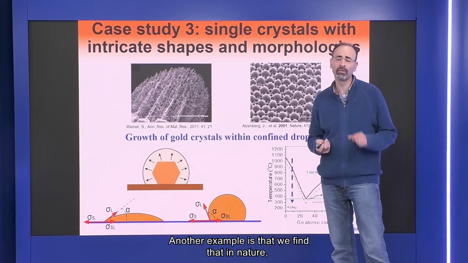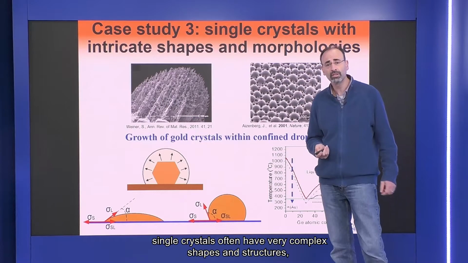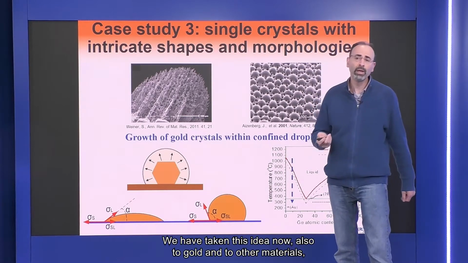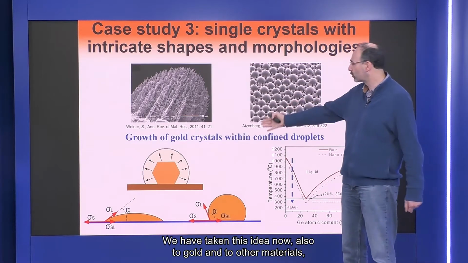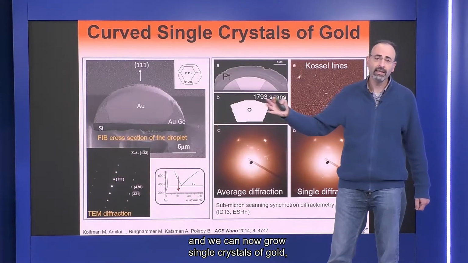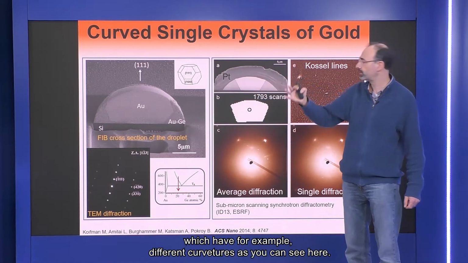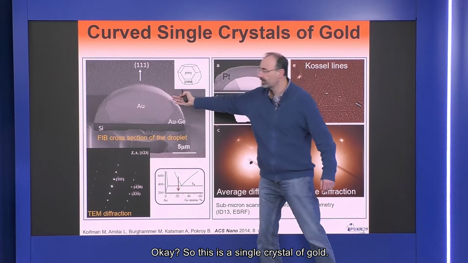Another example is that we find that in nature, single crystals often have very complex shapes and structures, and yet they are single crystals. We have taken this idea now also to gold and to other materials, and we can now grow single crystals of gold, which have, for example, different curvatures, as you can see here. Okay, so this is a single crystal of gold.